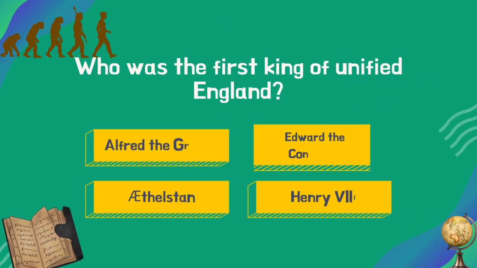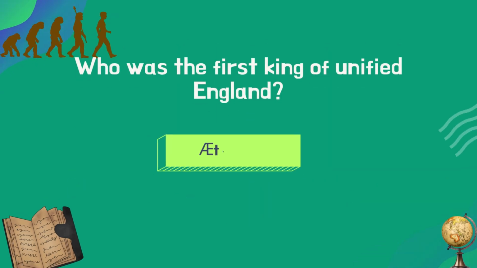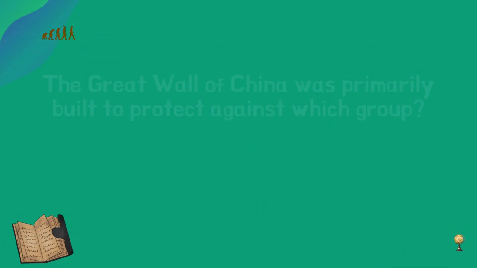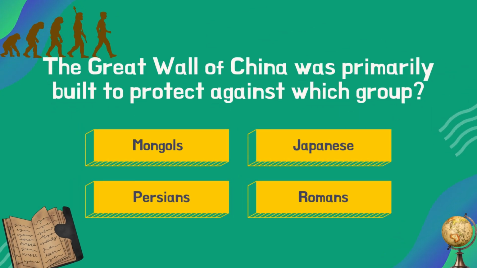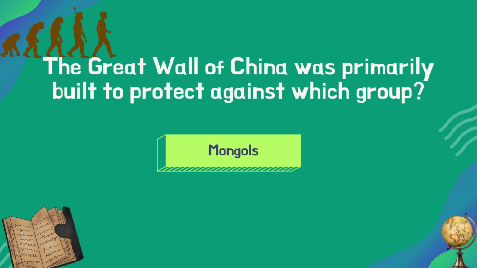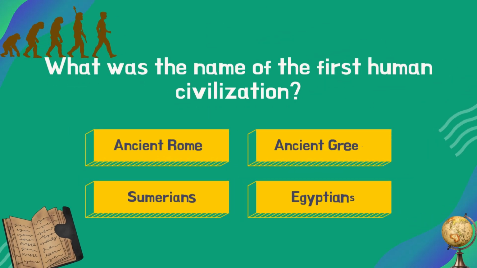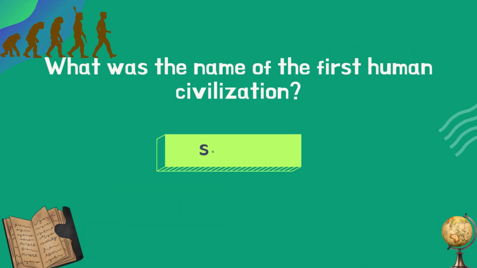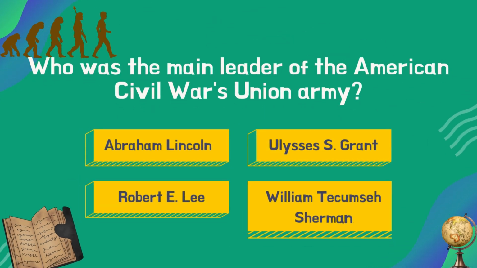Who was the first king of unified England? The Great Wall of China was primarily built to protect against which group? What was the name of the first human civilization? Who was the main leader of the American Civil War's Union Army?